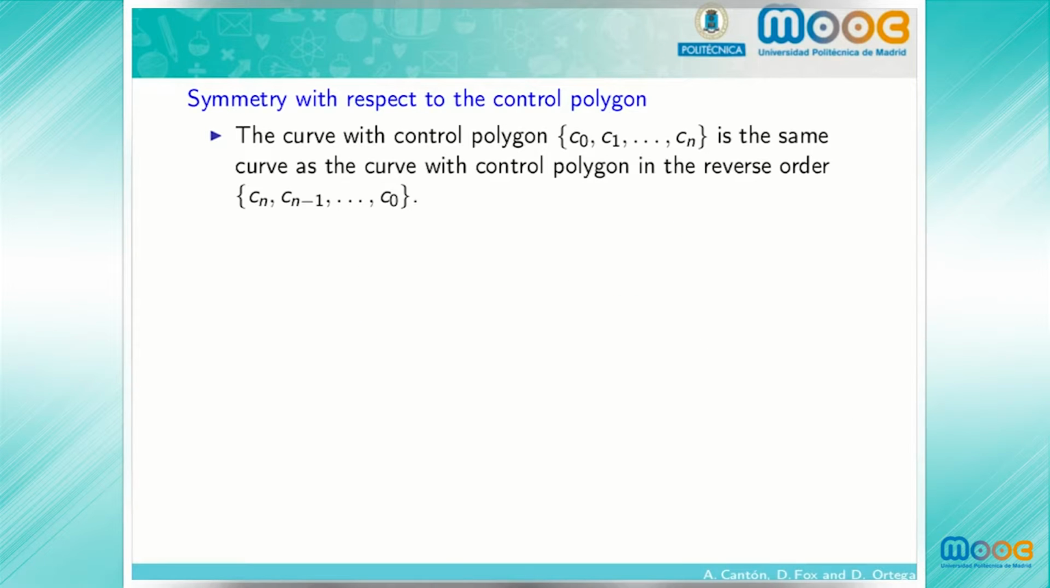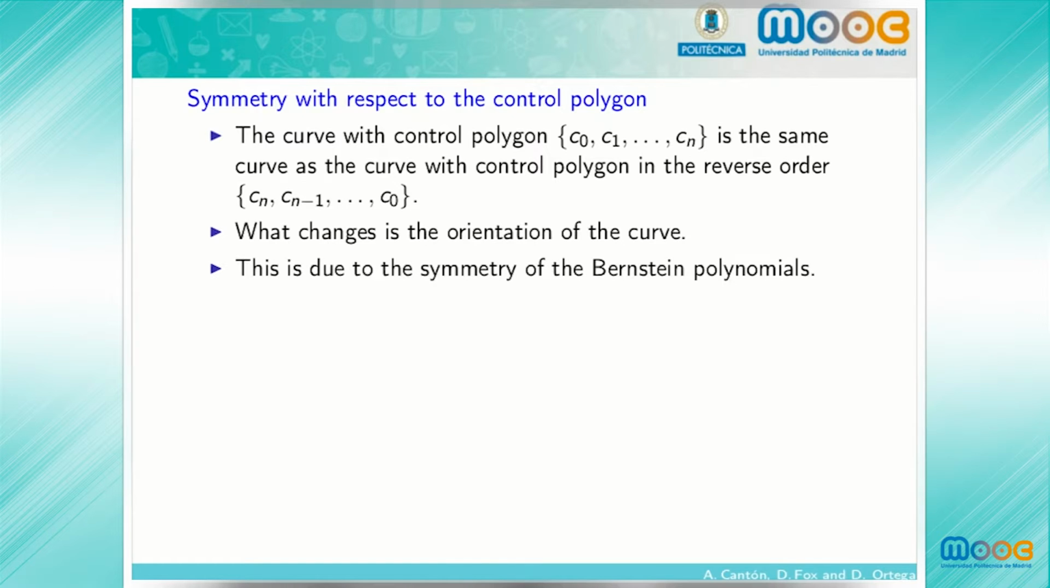The curve is symmetric with respect to the control polygon. That means that the curve with control polygon C0, C1, ..., Cn is the same curve as the curve with control polygon in the reverse order, Cn, Cn-1, ..., C0. What changes is the orientation of the curve, but not the curve itself. This is due to the symmetry of the Bernstein polynomials.